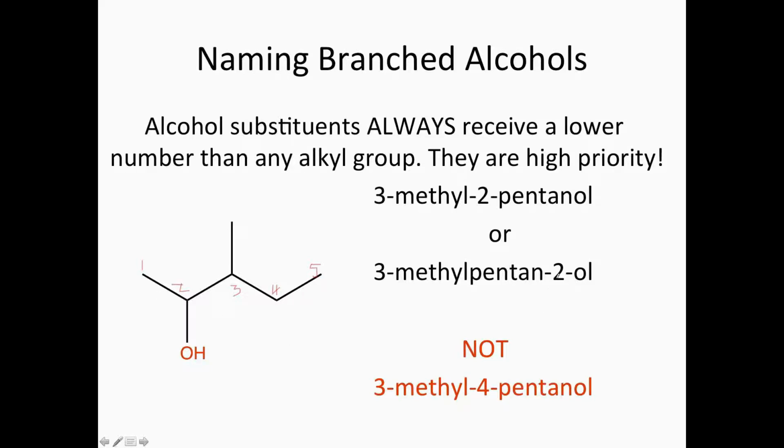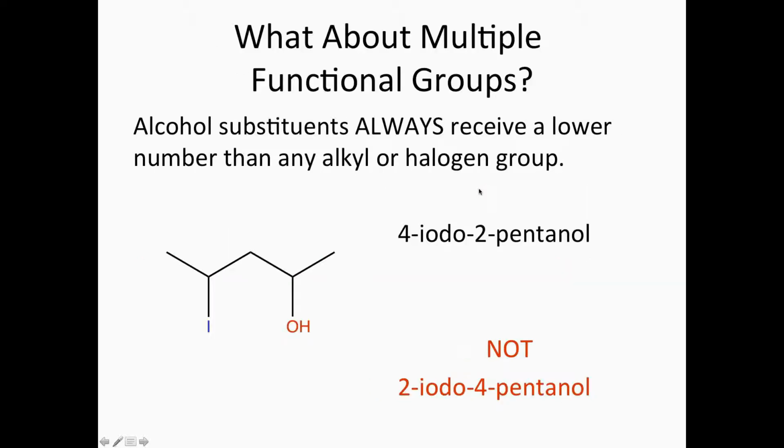Remember, the alcohol needs to receive the lowest number, the lowest locant, because it's highest in priority. Okay, what do you do if you have multiple functional groups of different kinds in alcohols? Alcohol substituents always receive the lowest number, lower than any alkyl or any halogen group. Remember, alkyl and halogen groups both tie with each other in terms of numbering, and you just place them in order of the alphabet if you have an alkyl group and a halogen coming off. However, with an alcohol, you've got to make sure that the alcohol has the lowest locant number.